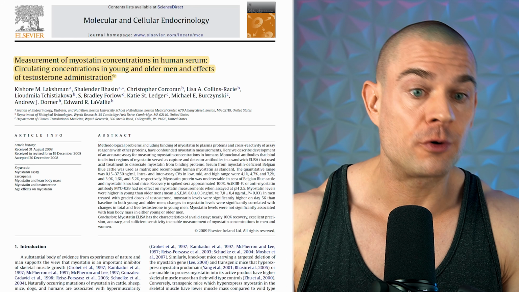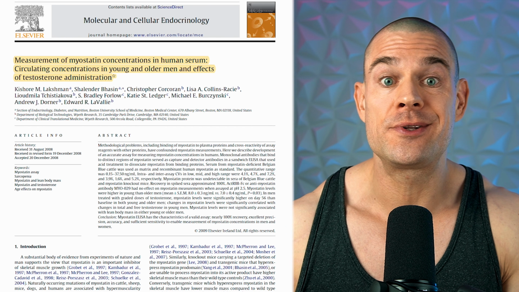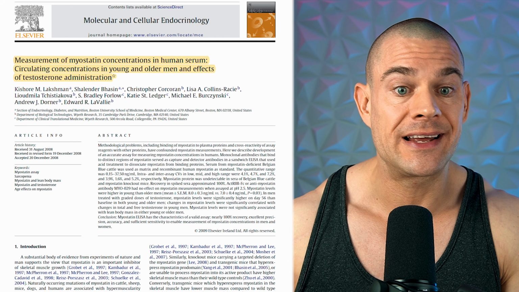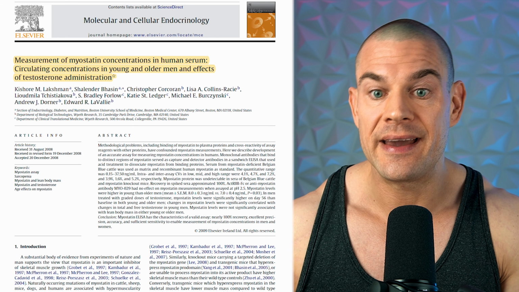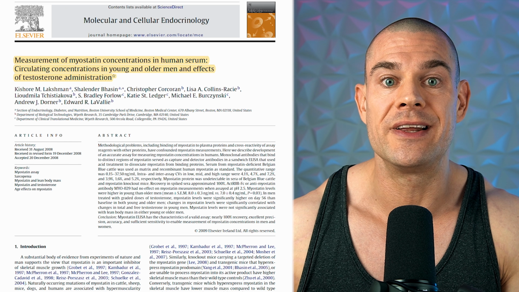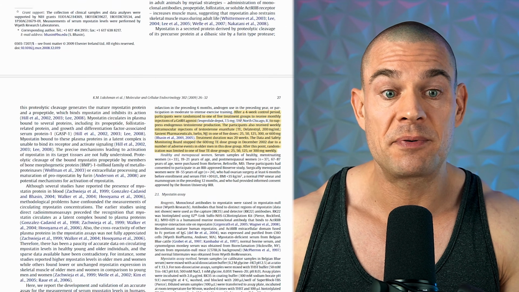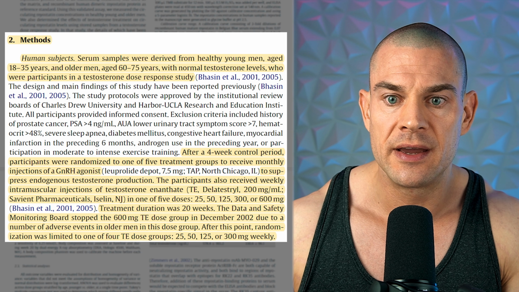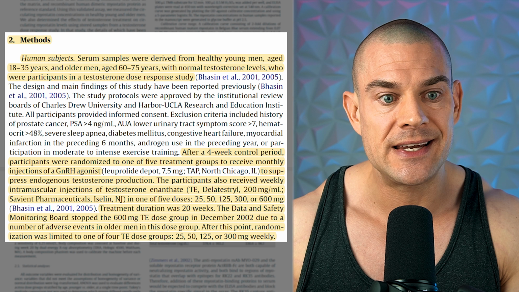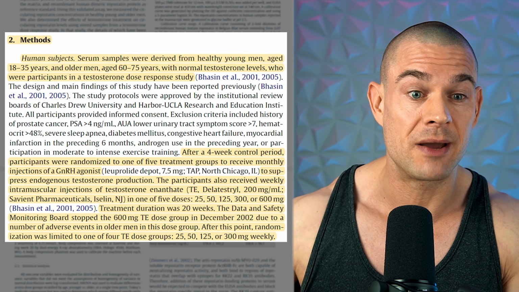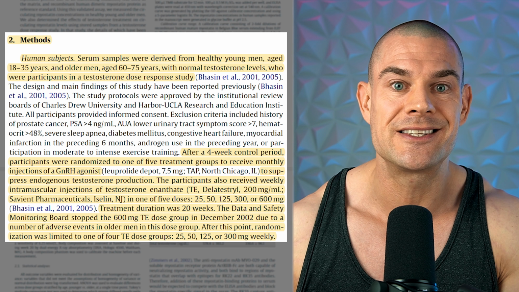One study that we can highlight in untrained individuals, performed by Lakshman et al., published on April 10th, 2009, titled Measurements of Myostatin Concentrations in Human Serum: Circulating Concentrations in Young and Older Men, and Effects of Testosterone Administration. Very good study, very interesting. Let's go a little bit more in depth compared to the animal studies. This study was performed on young, untrained men aged 18 to 35 years old and older, untrained men aged 60 to 75 years old. So I'm trained and 40 years old, so I'm definitely outside of the sample, as many of you guys are. But let's continue anyway.